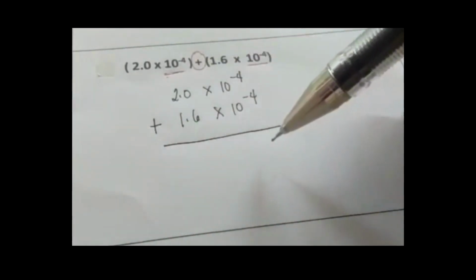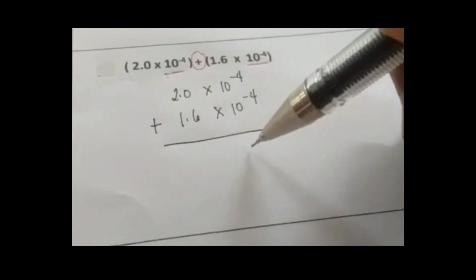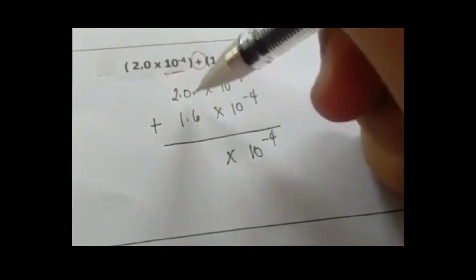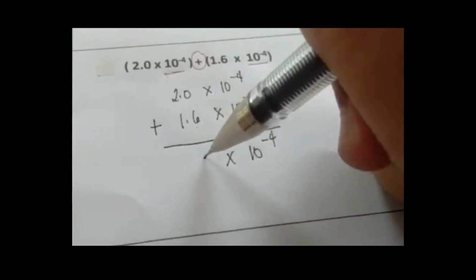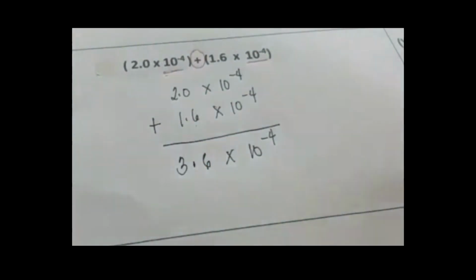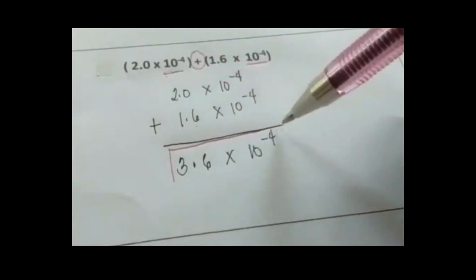Since we have the same bases and the same exponents, we just copy 10 to the power of negative 4. Then we'll add the first factors. So 0 plus 6 is equal to 6. Then 2 plus 1 is equal to 3. So the answer now is 3.6 times 10 to the power of negative 4.